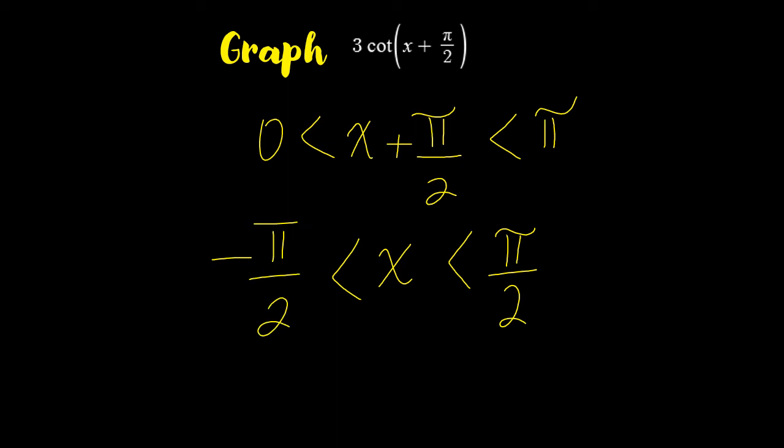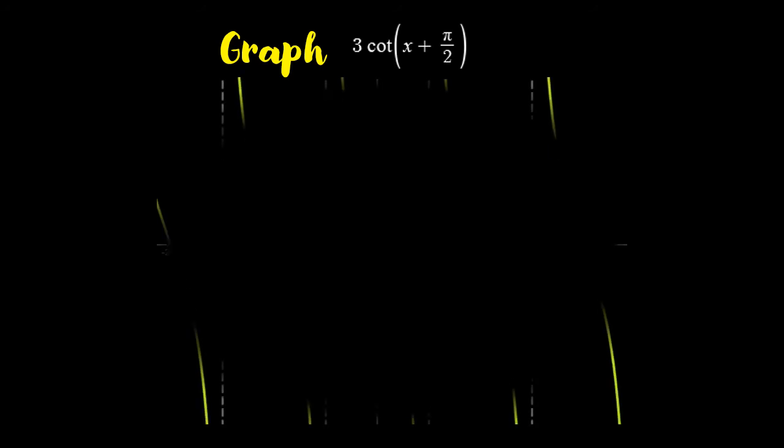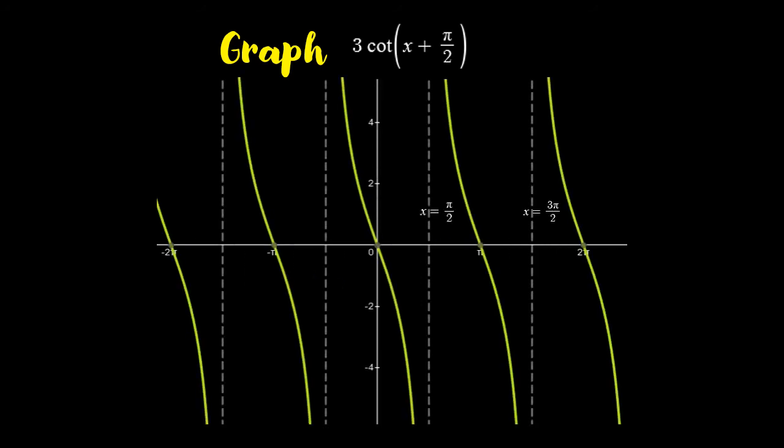So we're going to have the domain as all real numbers except for the odd multiples of pi over 2, and the range is negative infinity to infinity. Now we need a few points. We're going to take a few points so we can complete the pattern, and once we have the first one, notice how the asymptotes occur at odd multiples of pi over 2.